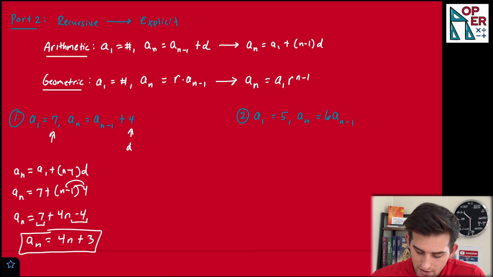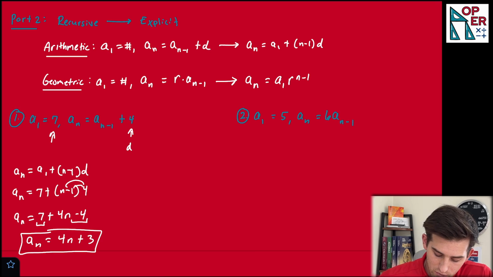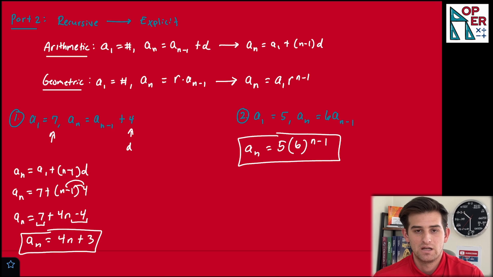And number 2, we have a sub 1 equals 5, and then a sub n equals 6 times a sub n minus 1. So we see that multiplication there. That tells me it's geometric. So now we're going to write a sub n equals our first term times our common ratio, to the n minus 1 power. Okay, so like I said, geometric is not as involved as arithmetic, but that is how you can translate between recursive and explicit equations.